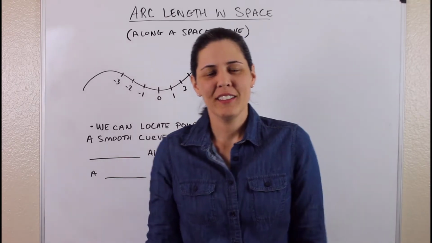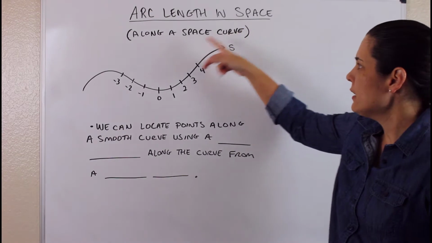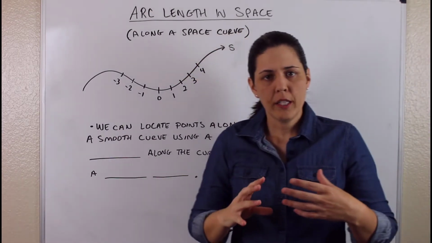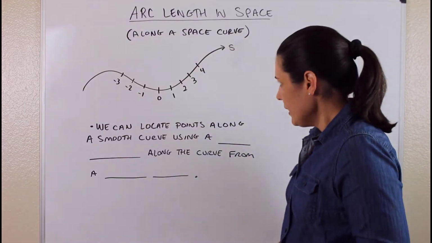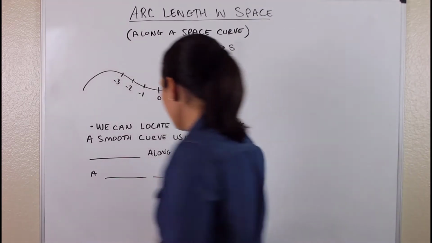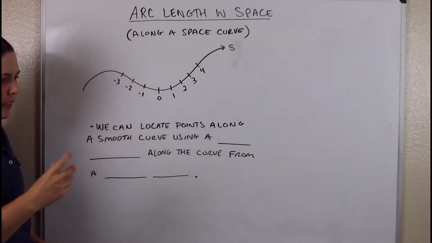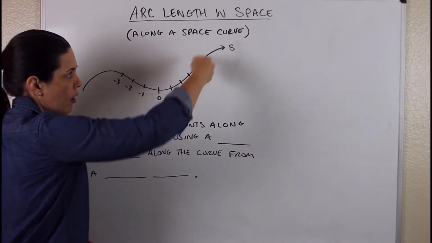Hi everyone! In this video we are going to talk about arc length in space, and that's going to be along a space curve. So basically arc length but in 3 dimensions, so 3D space. The idea is that you have some curve in 3D space, and arc length is basically 1 unit of length if you were to travel along the curve.